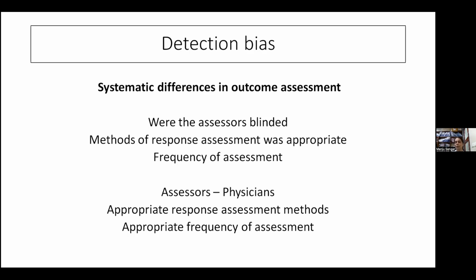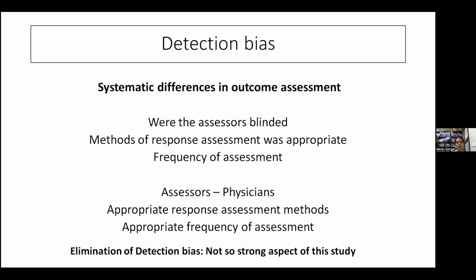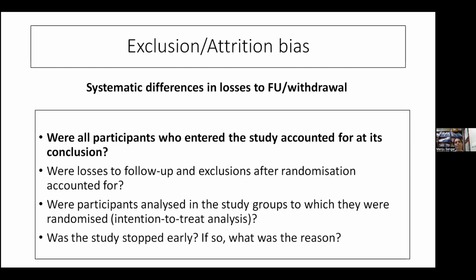However, as far as response assessment methods are concerned, they use CT scan, which is very well acceptable, and they confirm the complete response with PET scan and bone marrow, which is again a completely acceptable method. And the frequency of assessment was also as per the requirement based on the disease temporal course. So if we talk about elimination of detection bias here, it's not a very strong aspect of this study, given that there was no independent review performed for progression-free survival.